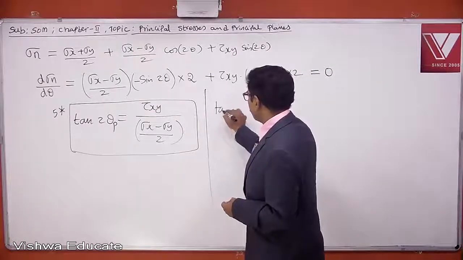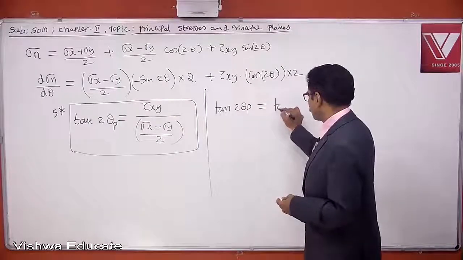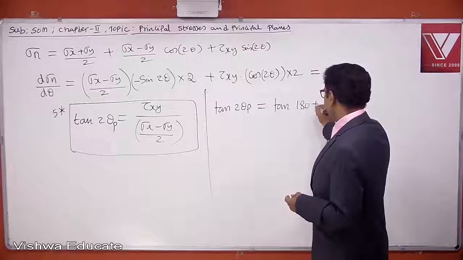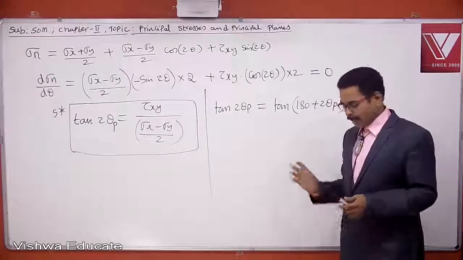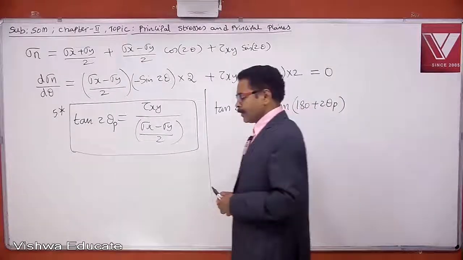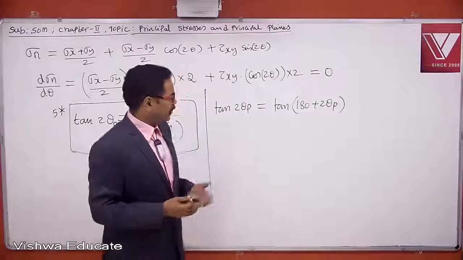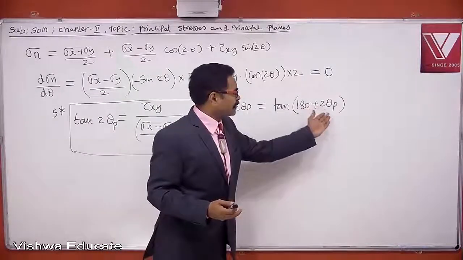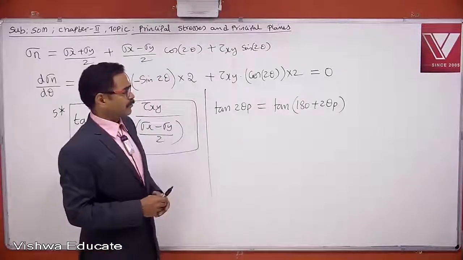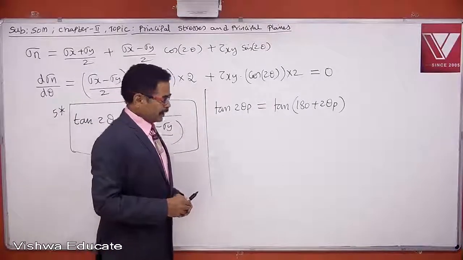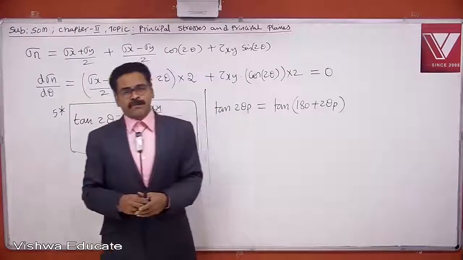I can write tan 2 theta p like this also. Tan 2 theta p is also equal to tan of 180 plus 2 theta p. Tan value doesn't change. When the angle is 2 theta p or 180 plus 2 theta p, we all know tan of 180 plus 2 theta p is again tan 2 theta p. So what is the meaning of this? Tan value is the same for either 2 theta p or 180 plus 2 theta p.